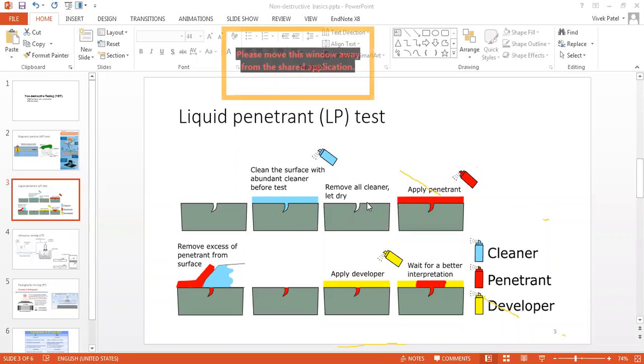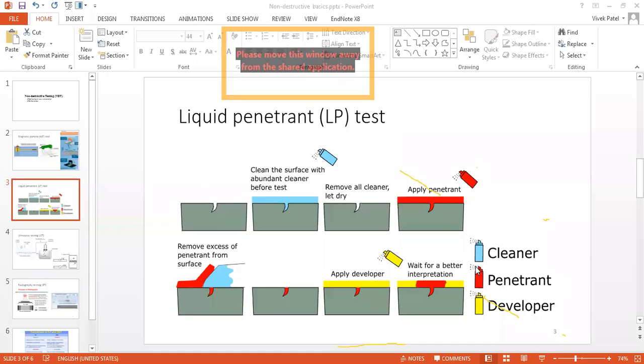Then after cleaning, the surface is again made dry. So this surface is not having any dirt and foreign particles. And then after, the penetrant is applied. You can see here the penetrant.